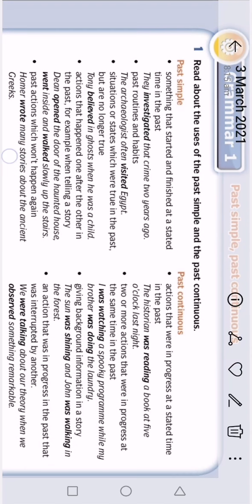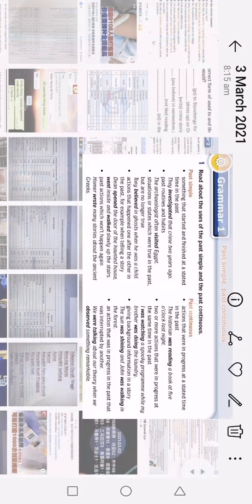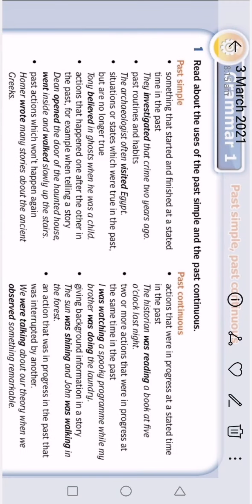Homer wrote many stories about the ancient Greeks. Okay, he wrote many stories about ancient Greeks. Is he still writing the stories? No, he no longer writes any story about ancient Greeks. Okay, so whatever is the past that is no longer happening, stop there already. We just use past simple or simple past. It's the same thing. Past simple, you need to put a tense. But if you say simple past, you have to put the word tense. Okay, that one not important, just for you to grasp the concept behind.